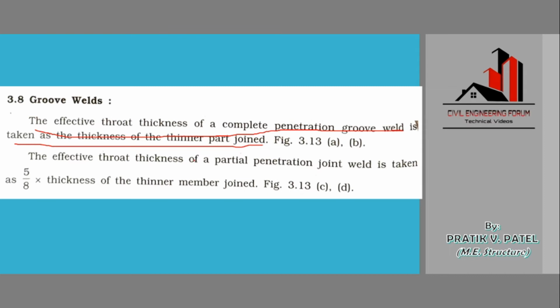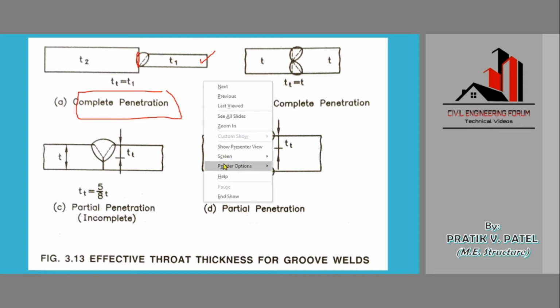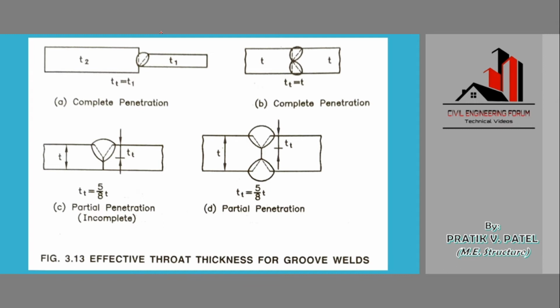The effective throat thickness of the partial penetration joint weld is taken as 5/8 into thickness of the thinner member joint given in the figure. So let us understand everything from this figure. In case of complete penetration of the groove weld, what is the thickness considered here will be this one. As I explained, throat thickness is thickness of the thinner part joint.